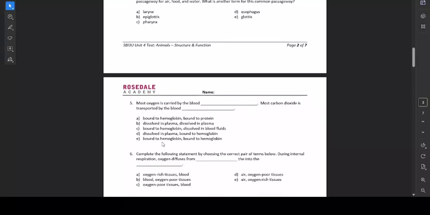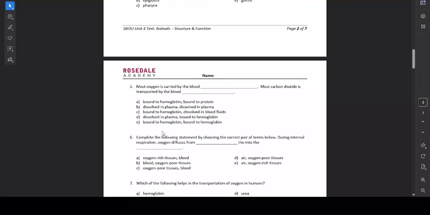Most oxygen is carried by the blood. Most carbon dioxide is transported by the blood. I understand it sounds like a complete sentence already, but no. Most oxygen is carried by blood bound to hemoglobin, because it sticks onto the hemoglobin. So I guess it's either C or A or E. Most carbon dioxide transported by the blood is dissolved in the blood. Dissolved in plasma? No. So I would say it's C, because that's dissolved in blood fluids.